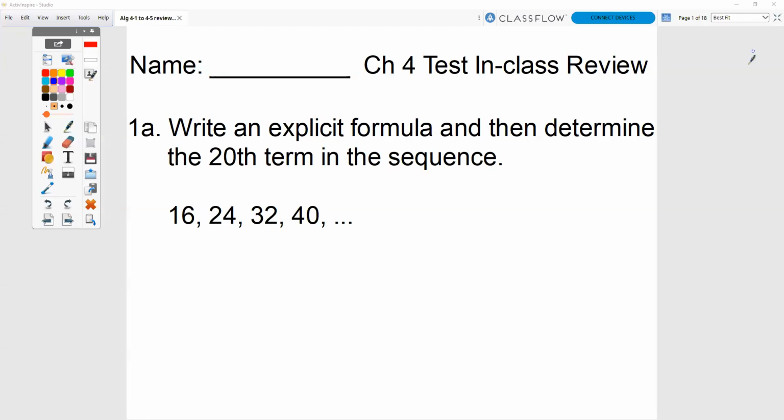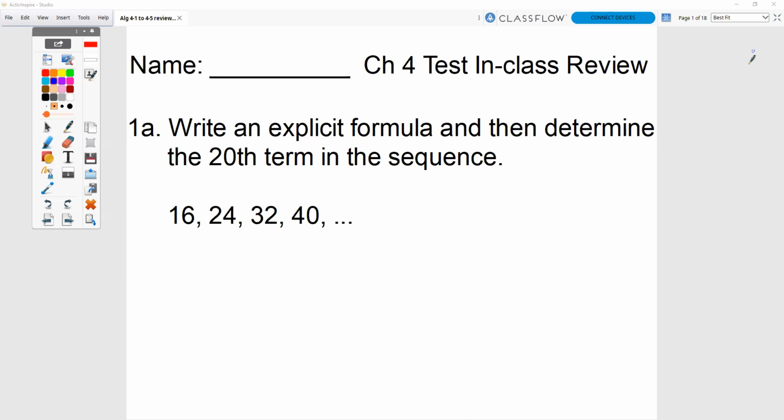This is the review for algebra for the chapter 4 test. This is what we did in class. In question number 1, and these questions look exactly like your test questions do, write an explicit formula, then determine the 20th term in the sequence.